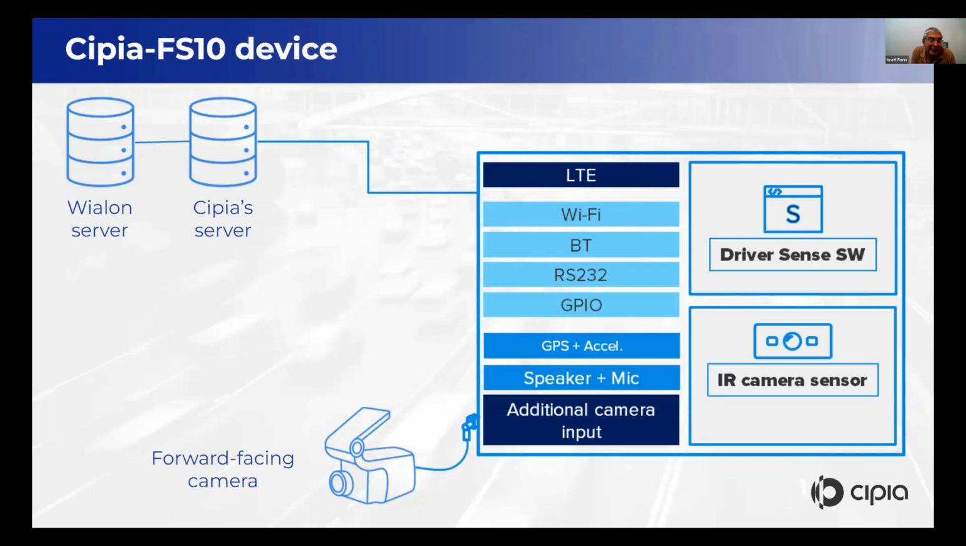As we say, Cipia FS10 is adapted to the fleet environment. We do have GPIOs to trigger video. We do have RS-232 to communicate with a telematics unit. Same thing with Bluetooth and Wi-Fi, which can serve as a means to communicate with the Wialon server, as well as LTE, say in cases where there is a hotspot in a bus or something like this, and then we can avoid the need to use a SIM card with the LTE.